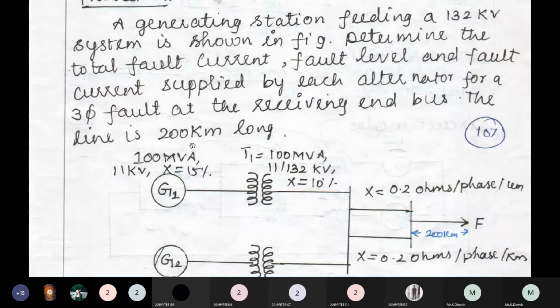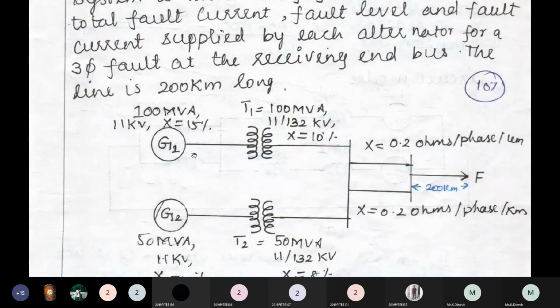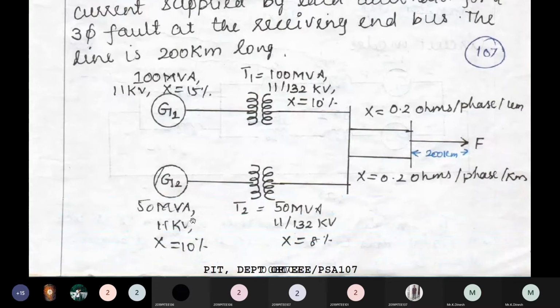So the generator values are given in the problem itself. G1 is 100 MVA, 11 kV, 15% reactance. G2 is 50 MVA, 11 kV, 10% reactance. And T1, 100 MVA, 11/132 kV, reactance is 10%. T2 is 50 MVA, 11/132 kV, reactance is 8%. So the transmission line, we have two parallel transmission lines. The length is 200 kilometers.